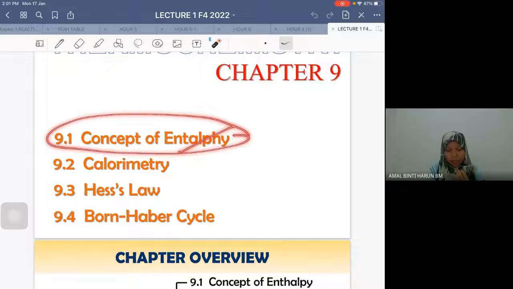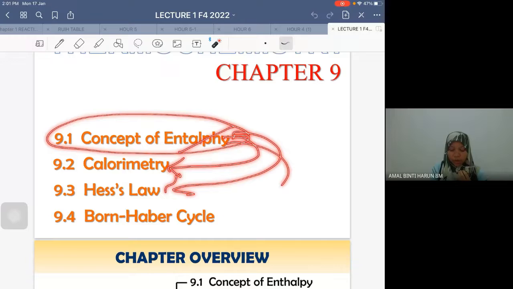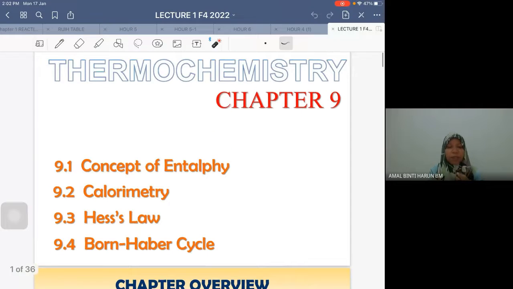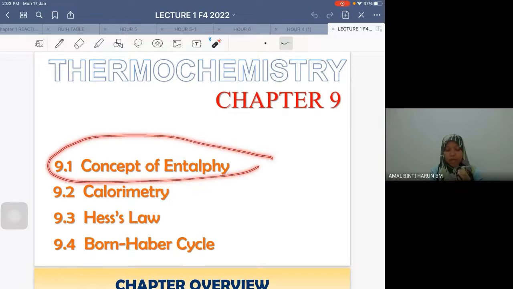That is very important because it will be applied here, here and here. Okay. So kalau kita nak memahami keseluruhan ataupun menguasai keseluruhan chapter thermochemistry ini, kita mesti faham perkara yang paling basic dan kita selalu repeat benda yang sama, iaitu concept of enthalpy.